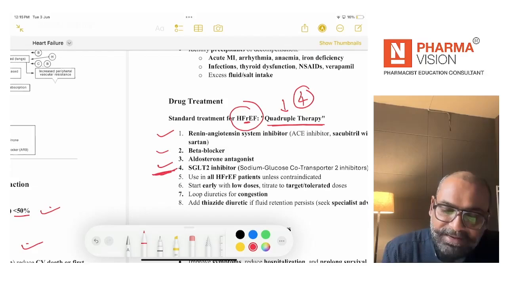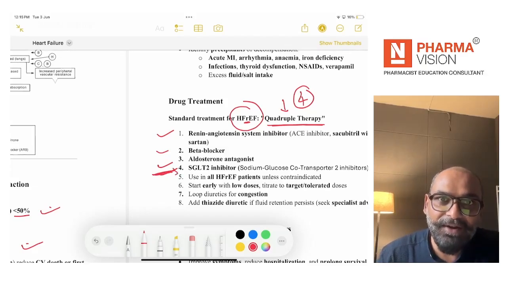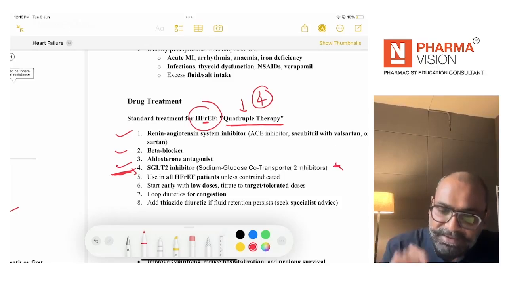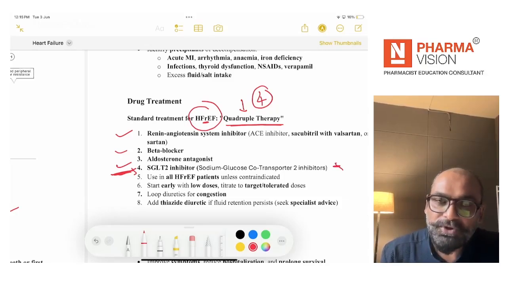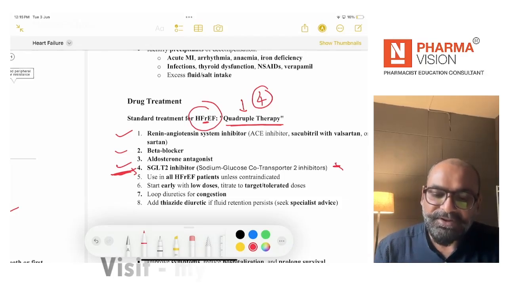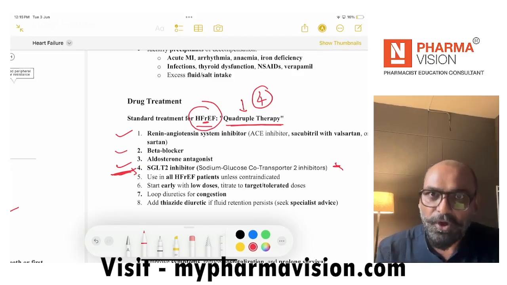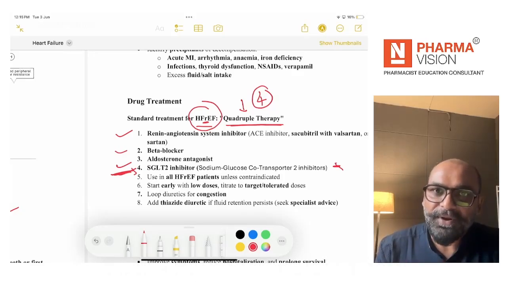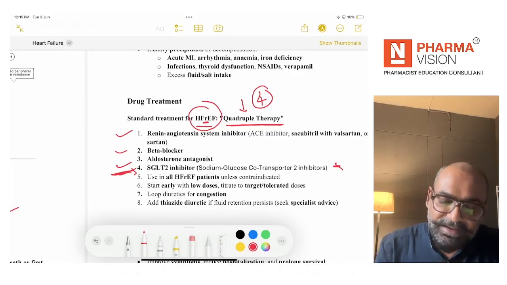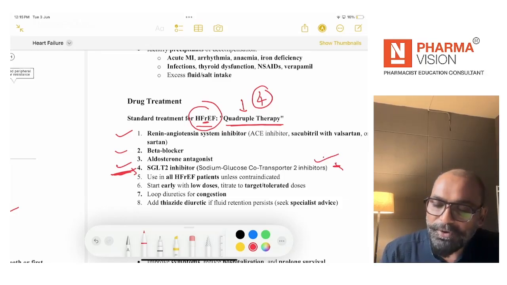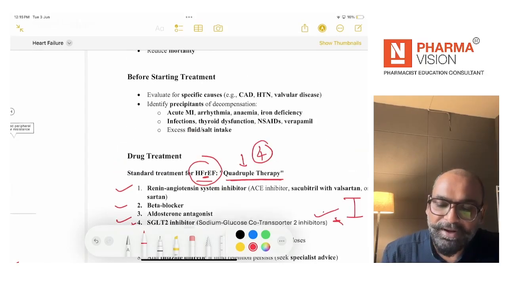This is a newer, recent class of medication that is used for heart failure patients. Regardless, this medication is used for diabetes patients, type 2 diabetes, but recently this medication is used for heart failure patients regardless of diabetes, and also in both categories, reduced ejection fraction or normal ejection fraction. In both conditions, whether the patient is suffering from diabetes or not, this medication is playing a very important role. So this is an important point from the exam point of view, important questions you can get from here.